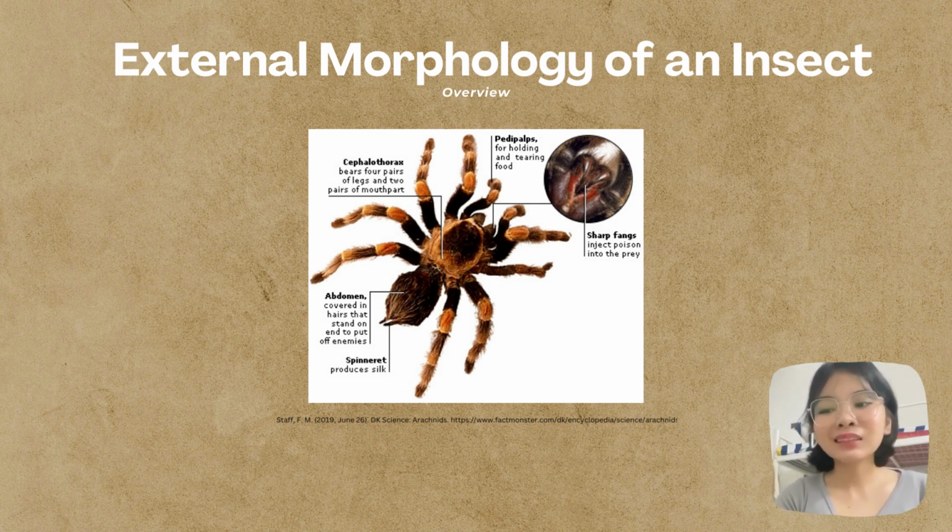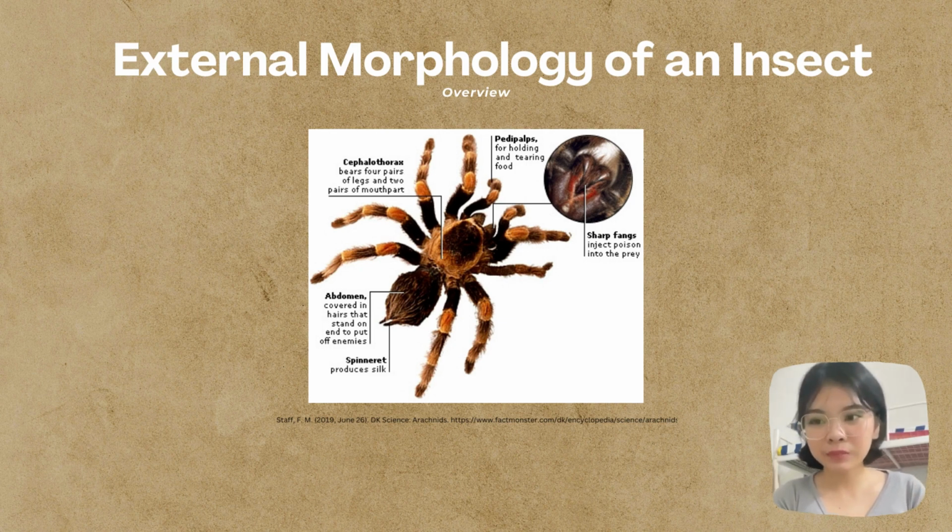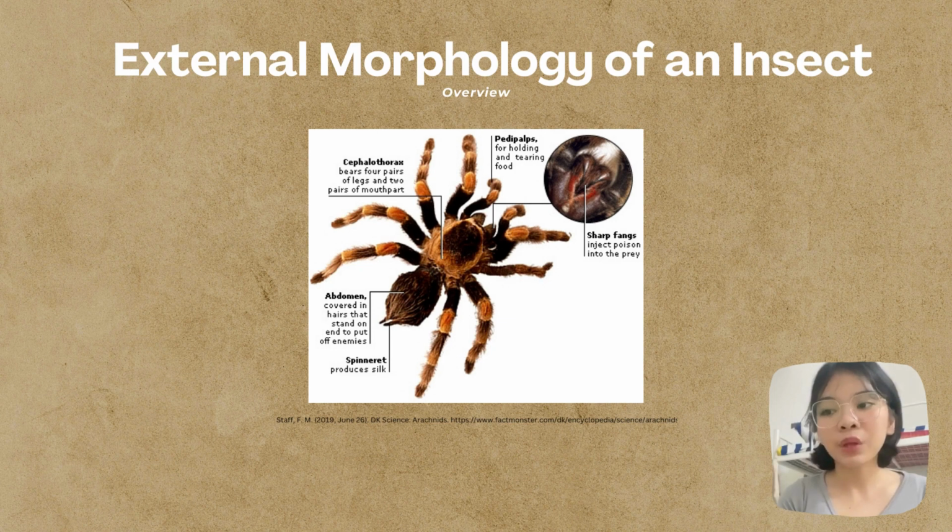Besides, the silk glands found in the abdomen produce the silk that spiders use to build webs, wrap prey, and create egg sacs. Along with this, the sharp fangs on arachnids, particularly on the chelicerae, serve a crucial function. This is to capture the prey.